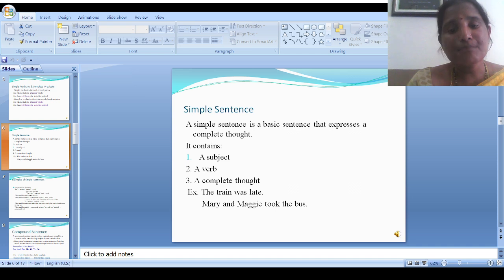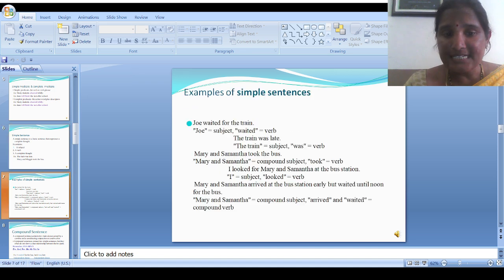Simple sentence is a basic sentence that expresses a complete thought. It contains a subject, a verb, a complete thought. Example, the train was late. Mary and Maggie took the bus. So this is your simple sentence. Examples of simple sentences. Joe waited for the train.